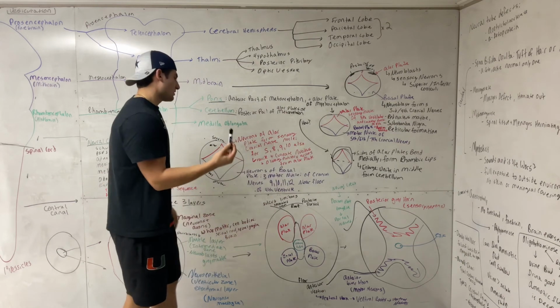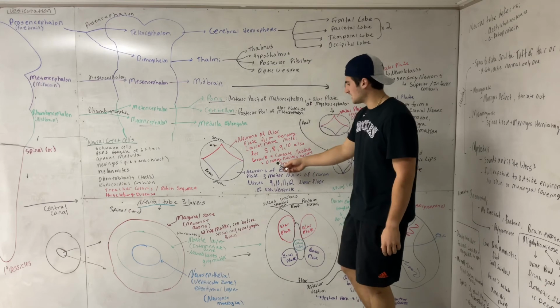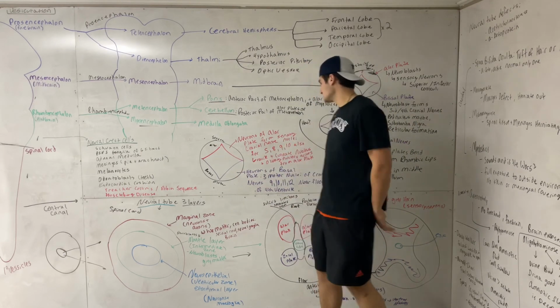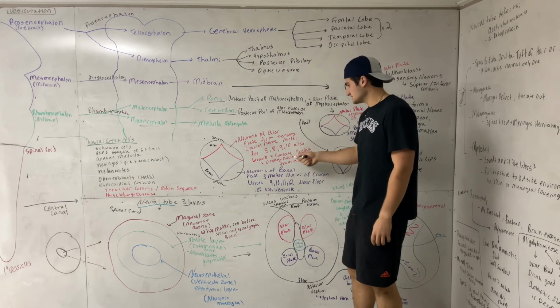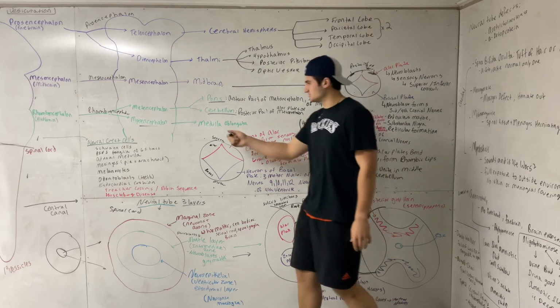Okay? It also forms the gracile and the cuneate nucleus. Also, the olivary nucleus arises from the alar plate. Something to memorize. So we have to memorize the gracile nucleus, the cuneate nucleus, and the olivary nucleus, all from the alar plate of the medulla oblongata.